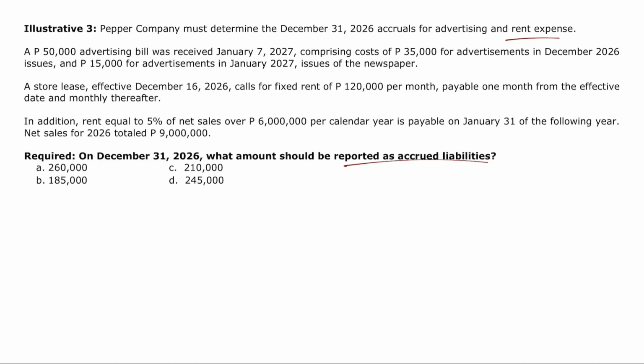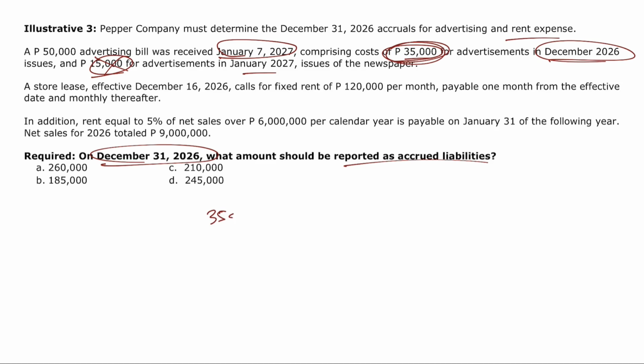Okay? So, here we have a 50,000 advertising bill, right, that was received on January 7, 2027, comprising of 35,000 for advertisement in December 2026, and 15,000 for advertisement in January 2027. Hindi pa kasali yung 15 kasi pang January pa yon. Pang December 31, 2026 lang ang tinatanong. Ibig sabihin, 35,000 lang ang kasama. Okay? So, first item on our solution is 35,000.